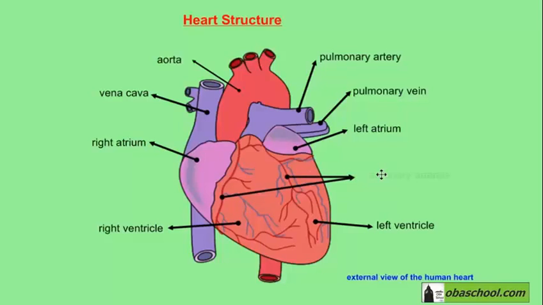And finally, here on the outside you can see arteries. These are called coronary arteries. These are the arteries that feed the heart with oxygen, nutrients, and take away the waste.